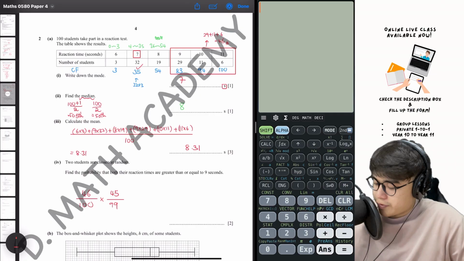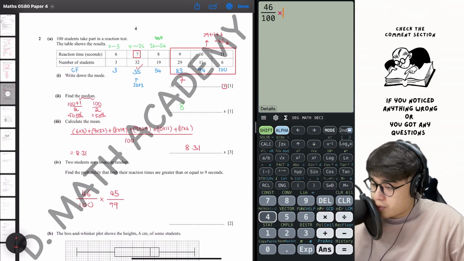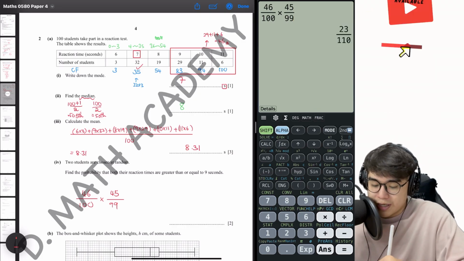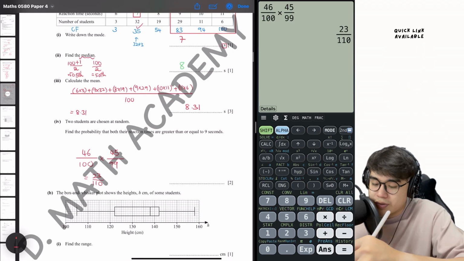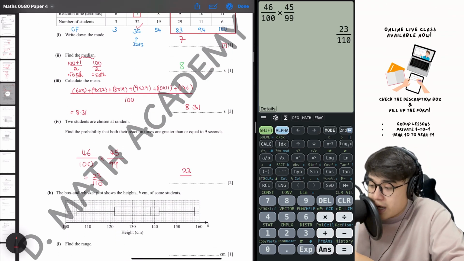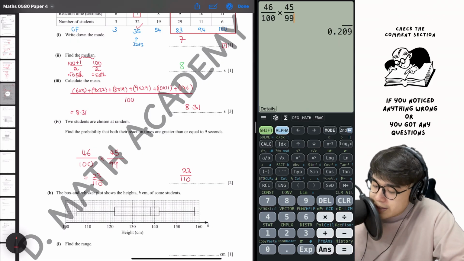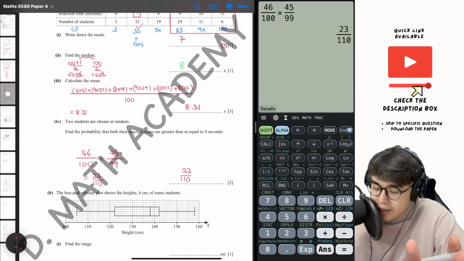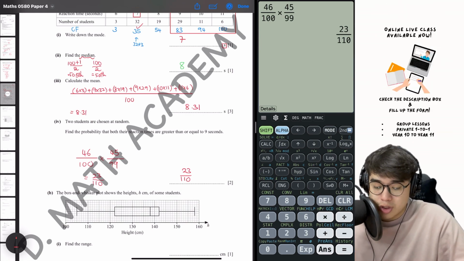So 46 over 100 times 45 over 99. Your final answer here is actually 23 over 110. So this will be your final answer. I won't be writing it in decimal form because if I wrote it in decimal, then I might involve rounding. So try to avoid that and just keep it as a fraction for probability questions.